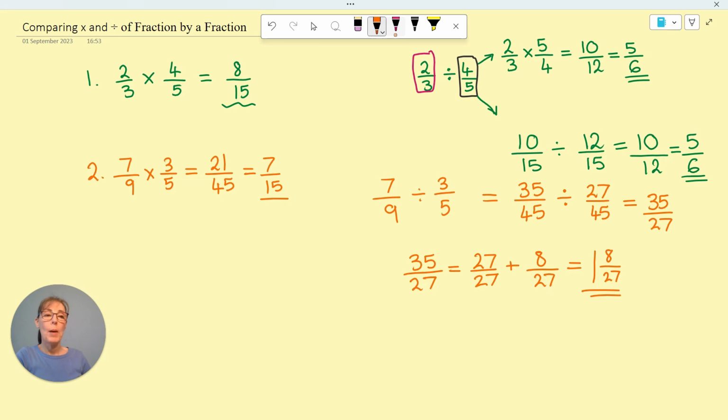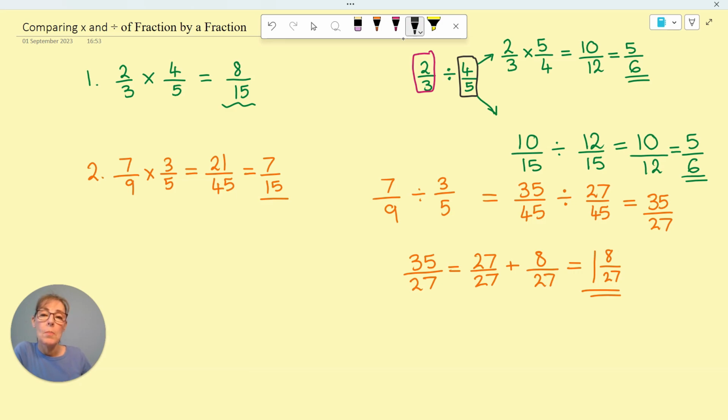And looking at comparing the fractions, so compare 8/15, which is half of 16/15, so it's just over half, and the division is almost a whole, 5/6. If it was one more sixth, it would be a whole.